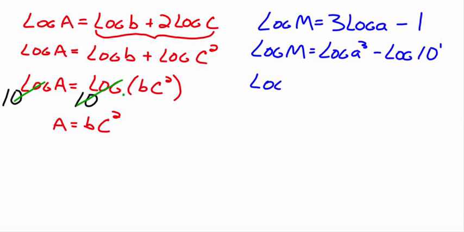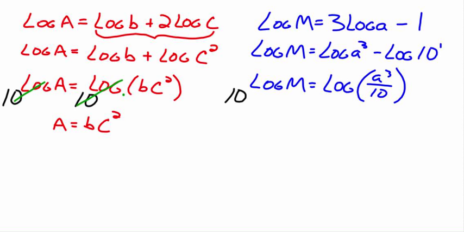So we've got log of m equals, so now we're subtracting these two things, so we need to divide them. Log of a cubed over 10. And now, just like in the last problem, we're going to take both of these things and raise them up: we're going to take 10 to the log m power, 10 to the log a cubed over 10 power. These things cancel out, so we're left with m equaling a cubed over 10. So that's a way that you can kind of simplify that.